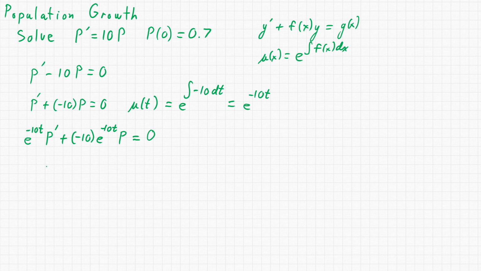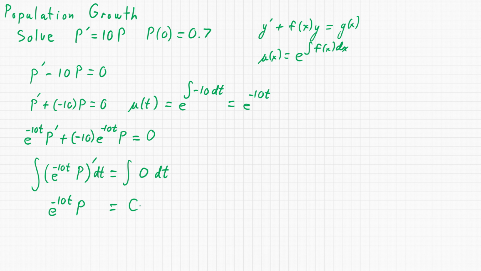We can go ahead and collapse the left-hand side into this reverse product rule. So e to the negative 10t times p, all prime, equals 0. All right, now we can integrate both sides. So integral with respect to t, integral with respect to t. The integral and the derivative cancel, so I get e to the negative 10t times p equals this side, and I have my constant here, I gotta lump them both on this side, so it's just a constant. Then if I solve for p, I have p of t is equal to a constant times e to the positive 10t.